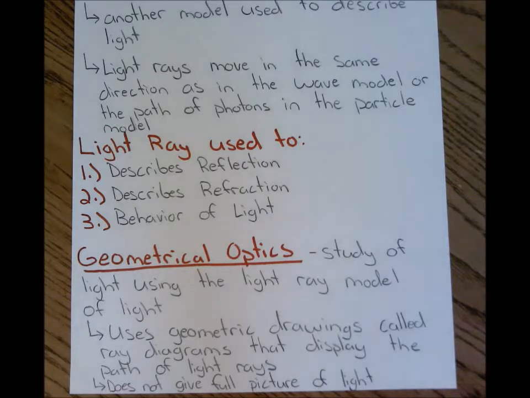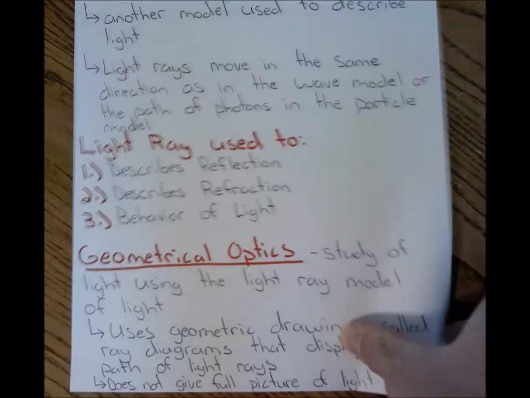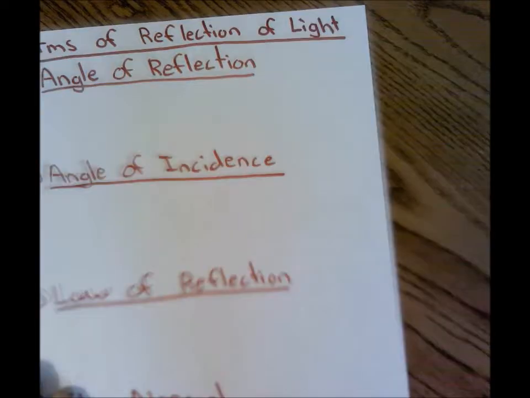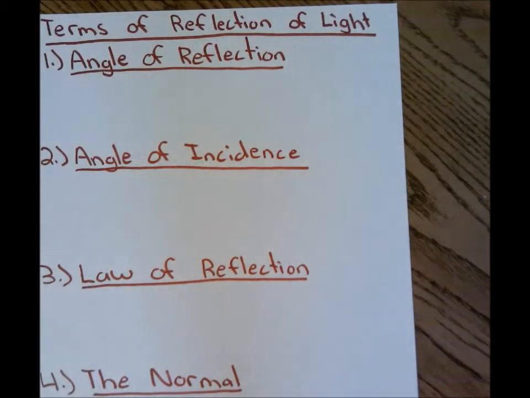So before we can get into any more detail about light and light reflection, we have to go over some terms associated with the reflection of light. Our first term is the angle of reflection, which is defined as the angle of the light rays reflecting off of a smooth surface.